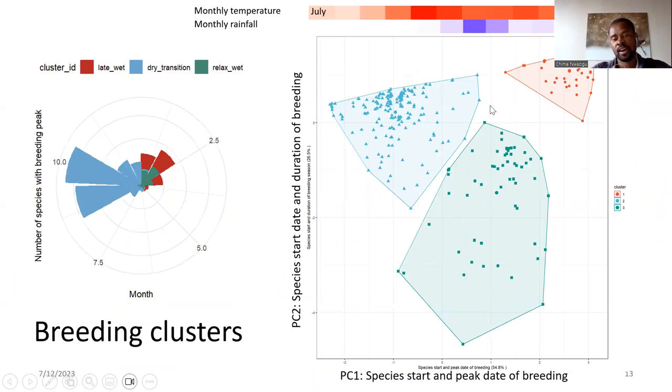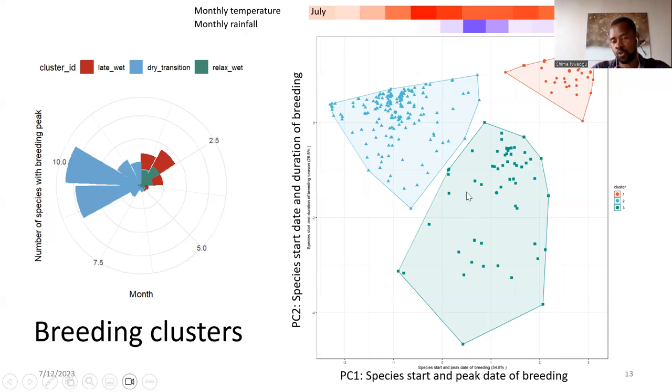And what we see are three somewhat unique breeding clusters. So if you use the heat map here, your Y axis would represent the start and duration of breeding, based on the two parameters that loaded strongly, about 26%. While the PC1 here on your X axis represents the start date and the peak of the breeding season.